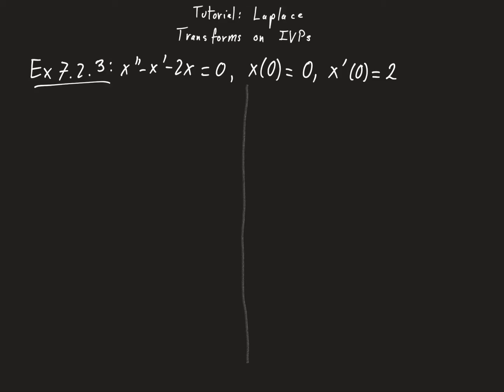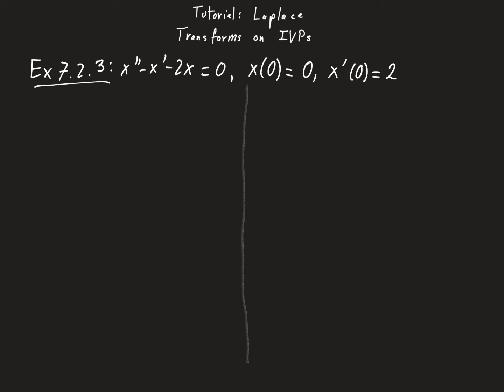This is the second in a series of videos covering problems on Laplace transforms. In this video, I want to go over problems from section 7.2, which asks you to use the Laplace transform to solve specific initial value problems, or IVPs as we like to abbreviate it. I'm going to be covering exercise 3 from section 7.2, which is as follows.